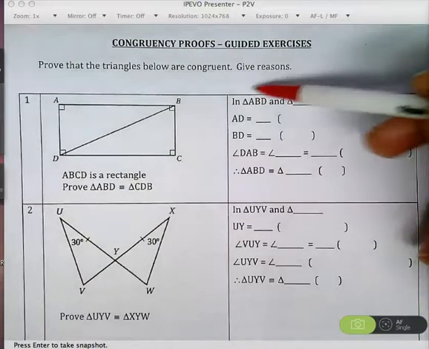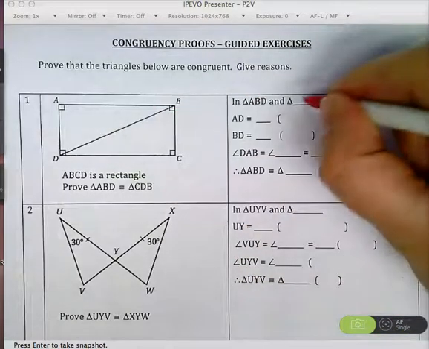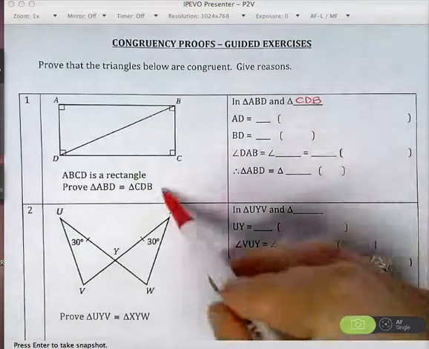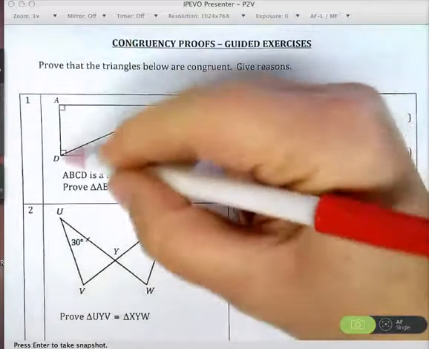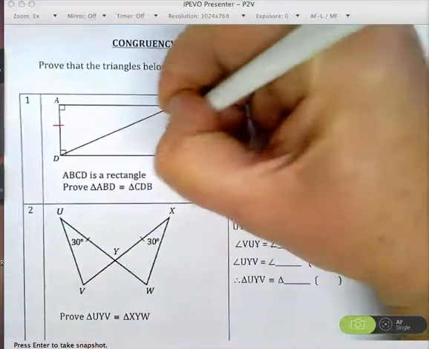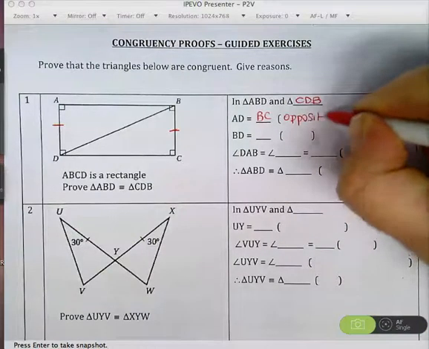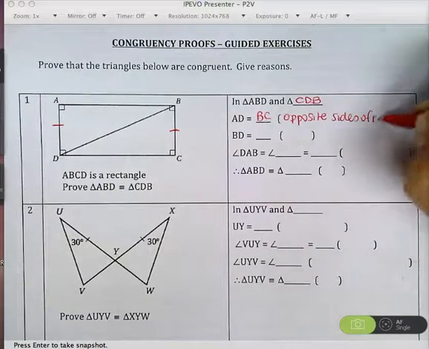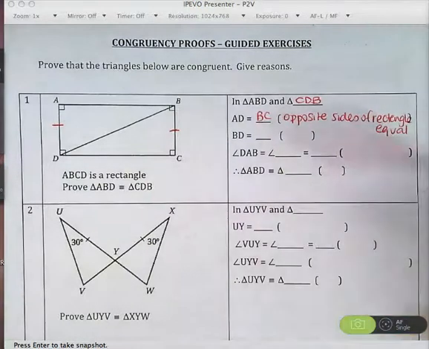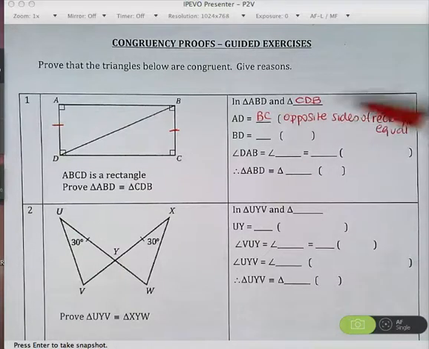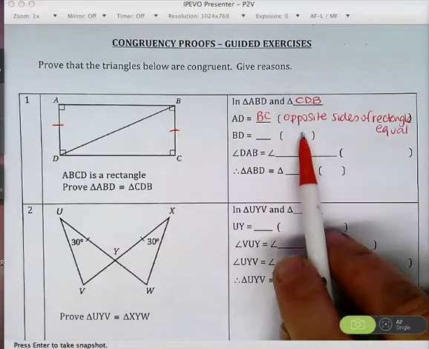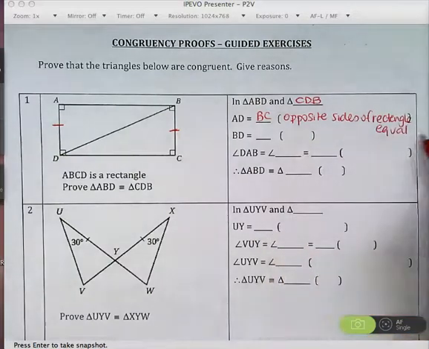So we've got in triangle ABD and triangle CDB, I'm just going to write it out the way that it was given in the question. We know that AD is equal to BC for a start. Reason: opposite sides of a rectangle are equal. Now because you've been told that ABCD is a rectangle, you're allowed to use any property of a rectangle. And I don't want to see you just write property of rectangle. I need to see what the actual property is, and it's opposite sides of a rectangle are equal.